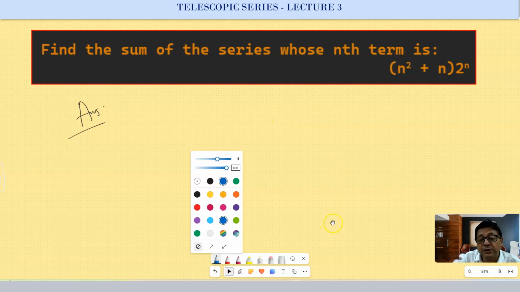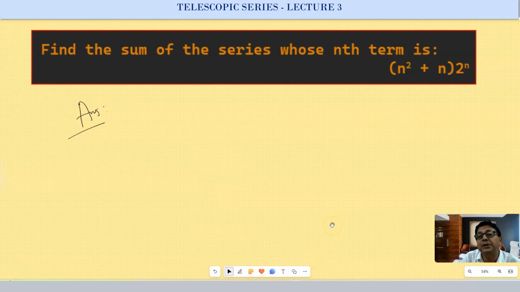Why? Because we'll try to express this one in un plus 1 minus un form. But is it possible? If the nth term is given, can I ever express it in the form n plus 1 whole square plus n plus 1 into 2 to the power n plus 1 minus that? It may not be that form. It may not be exactly what you get for n minus what you get for n minus 1. But we will be able to express it, because the difference between 2 to the power n and 2 to the power n plus 1 is a factor of 2. We remember this in our mind.